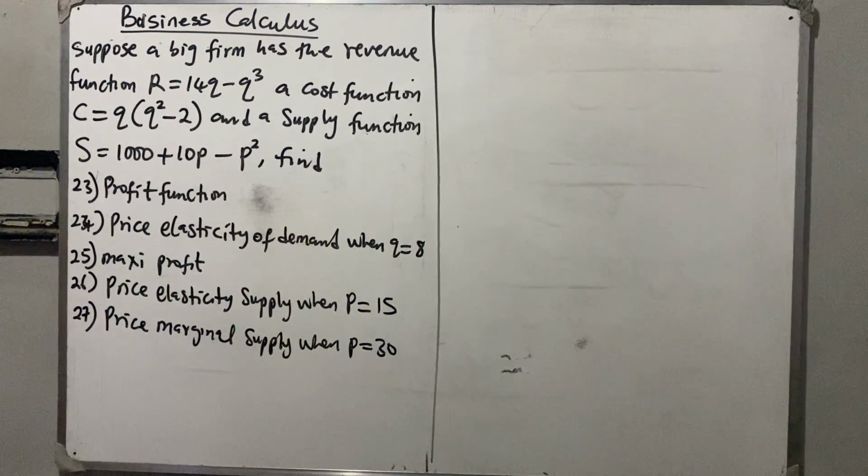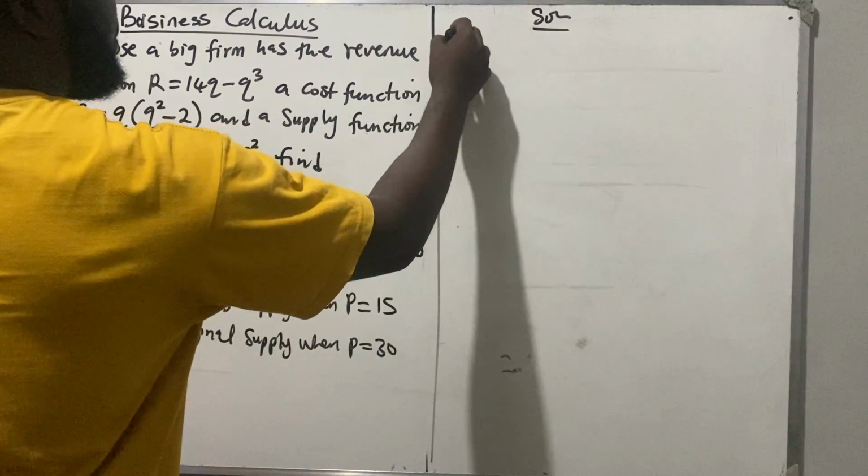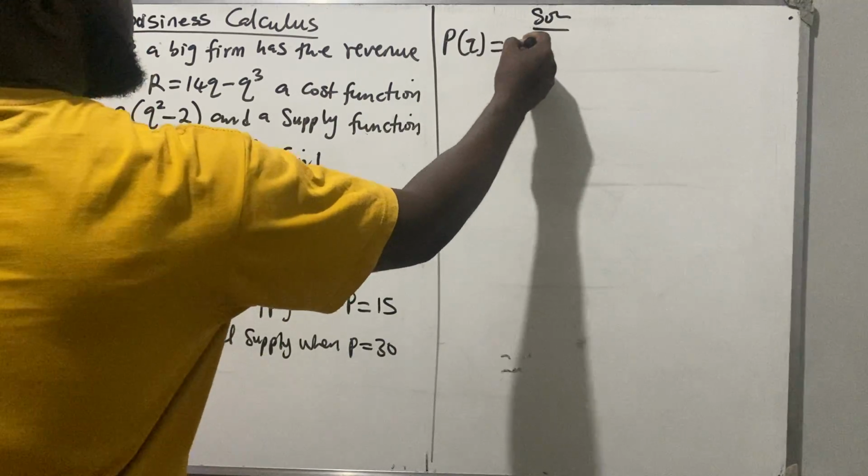Okay, so this particular question says, suppose a big firm has the revenue function as this and the cost function as this one, and a supply function of this. Then I say we should calculate the profit function. Okay, the profit function solution. Now, remember that profit is set as what?